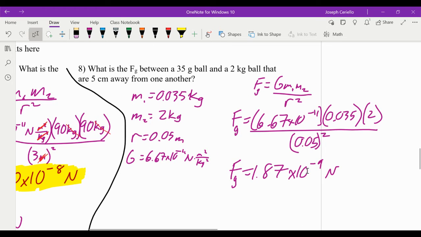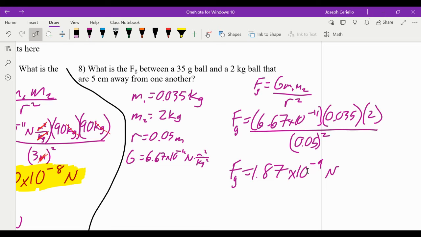Next, we have a 35-gram ball and a 2-kilogram ball, and they are 5 centimeters apart. Really important: convert to SI units. So that 35 grams has to become 0.035 kilograms. That 2 kilograms stays as 2 kilograms, and that distance has to become meters, so it's 0.05 meters.